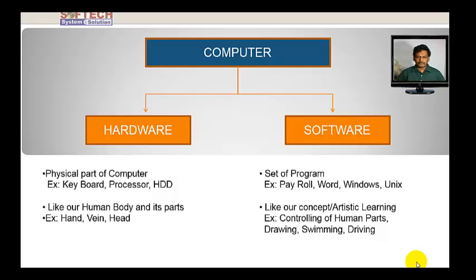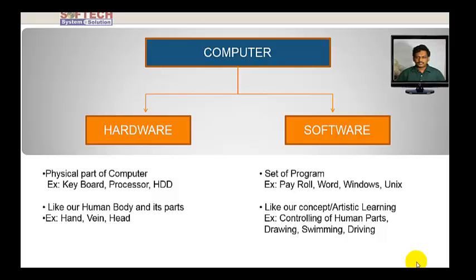For example, take our human body, the human system. The parts of the human body are an example for computer hardware. In our human body, leg, hand, vein, heart, blood circulation, vein connection, eyes. These are all parts of the human body, which is the hardware of the human system. That human system is loaded with software to control and manage the parts of the human body. That software is preloaded at the time of birth.